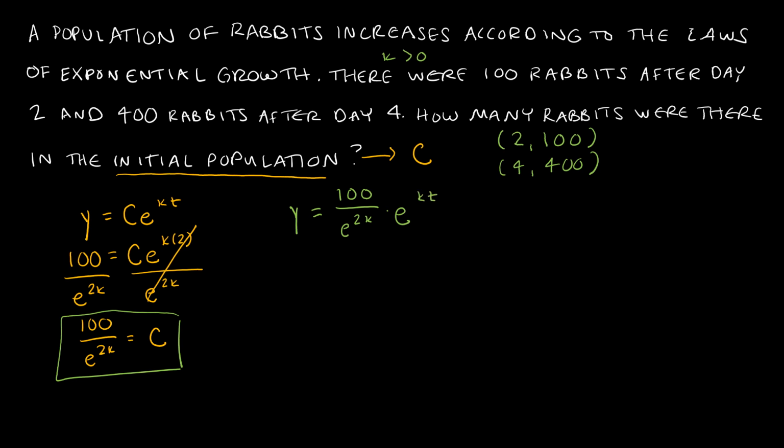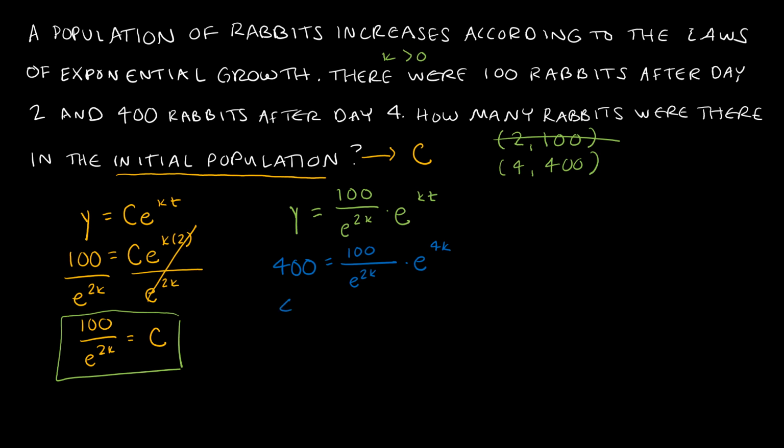And now, since I already used 2, I'm going to use 4. So now I'm going to say 400 for y is equal to 100 divided by e to the 2k times e to the 4k. Again, t is 4, so I'm replacing t with 4.